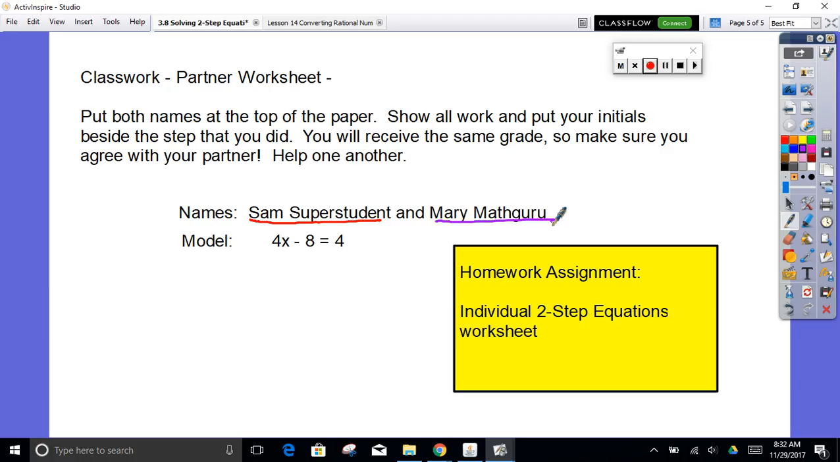Okay, do I have any volunteers to be Sam, super student, and Mary, math guru? Jake, you can be Sam, super student. Irene, you can be Mary, math guru. Come on up. So who's going to go first? I guess I will. Okay, so switch back to the red pen here then. And you are going to do the first step. All right.